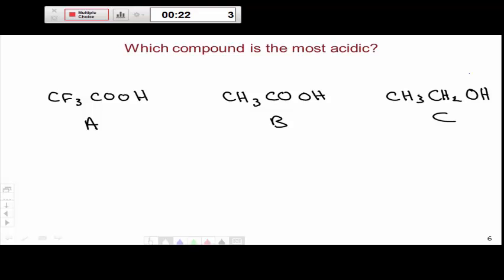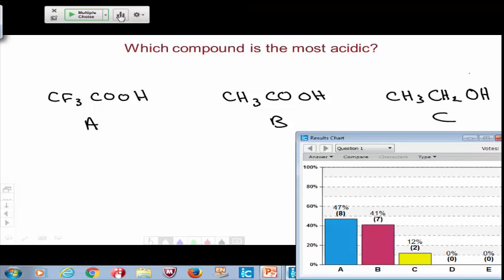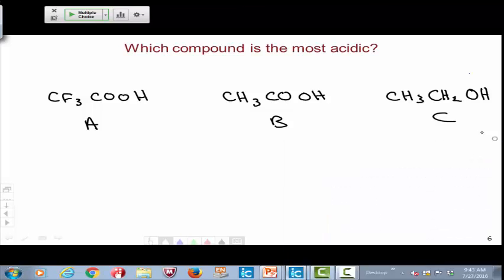Anytime before this lecture, I asked you to tell me which is more acidic, what was the first thing that you should do? Very good. Draw the conjugate base. And the most popular answer is A. A is the right answer.